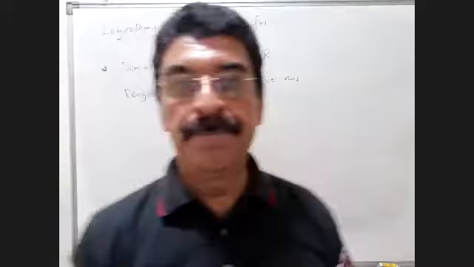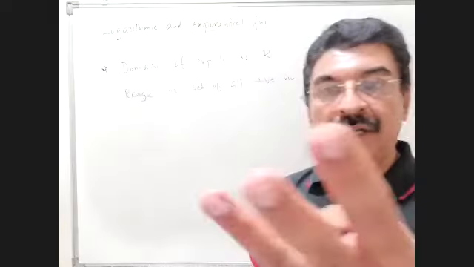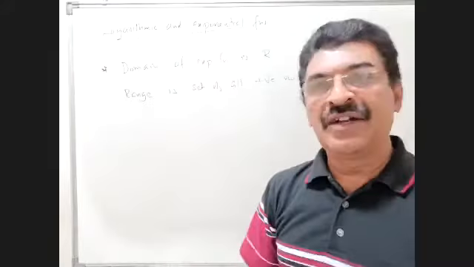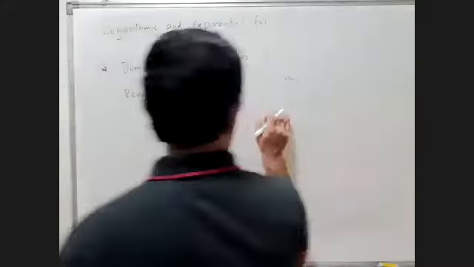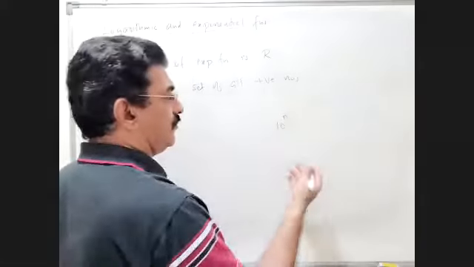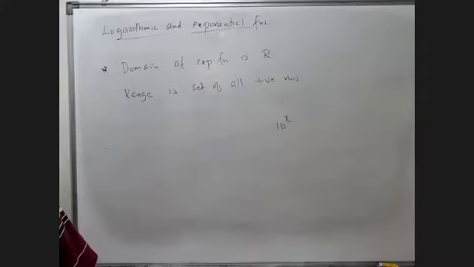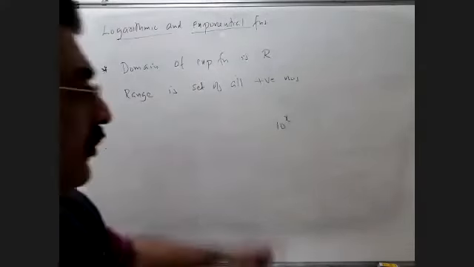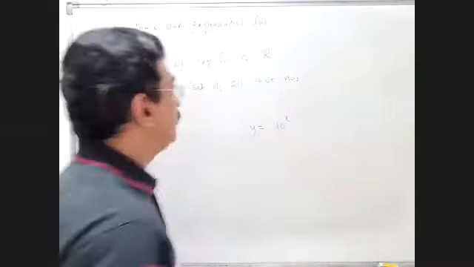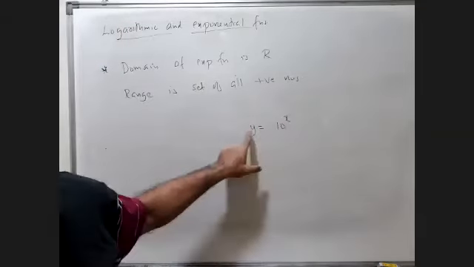See, why the set of all positive? We discussed two exponential functions with base 10 and base e, whatever it may be. See, base 10. If you are writing 10 raised to x, this is the common exponential function. If y is equal to 10 raised to x, the value of x is the domain, and the value of y is the range.